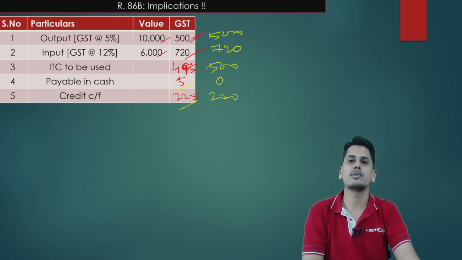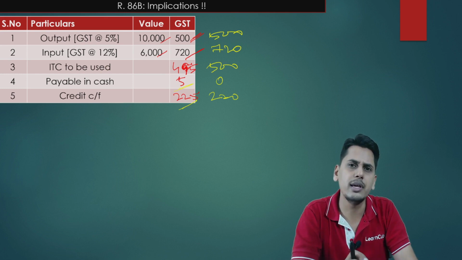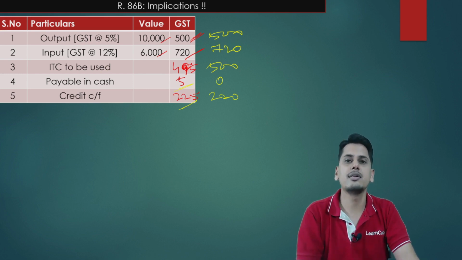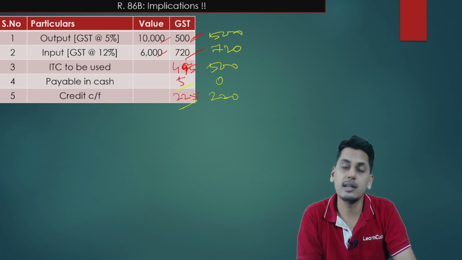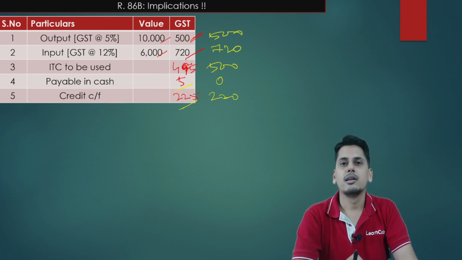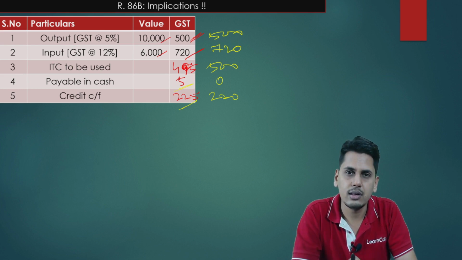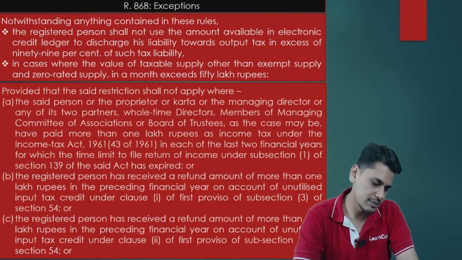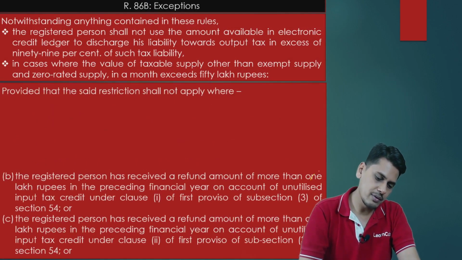Should there be a solution to this? Should 86B not apply to those persons whose tax structure is inverted duty structure? The answer is yes. But is a blanket exemption given? The answer is no. The exemption is similar to the exemption which was given to the exporters. Let's have a look at the exclusions. The second one we have already done.